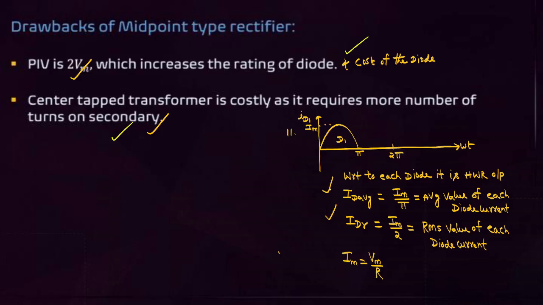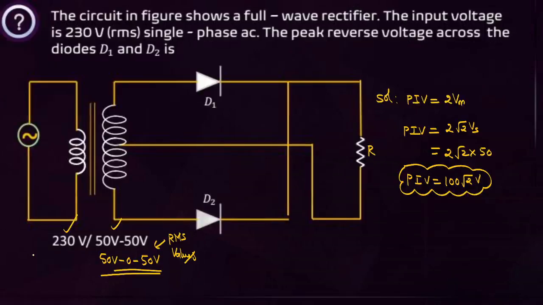With respect to each diode, it is asked. This is average diode current and RMS diode current, with respect to each diode. This problem also you have to practice. Important. This model was already framed in the GATE exam. For the peak inverse voltage, 2 Vm.